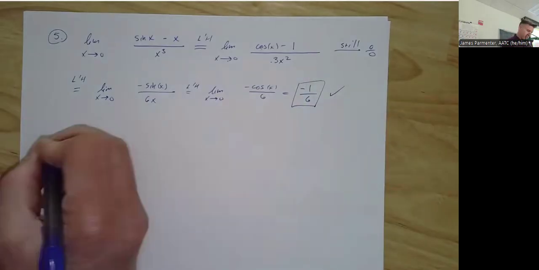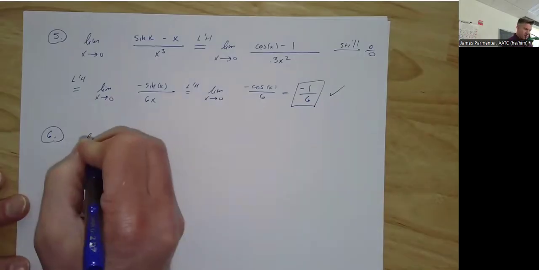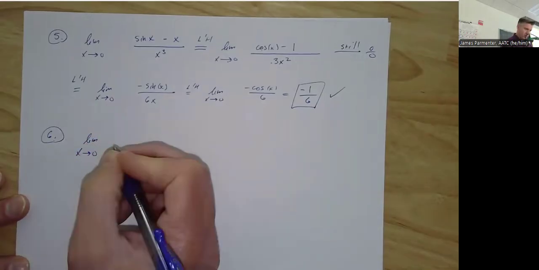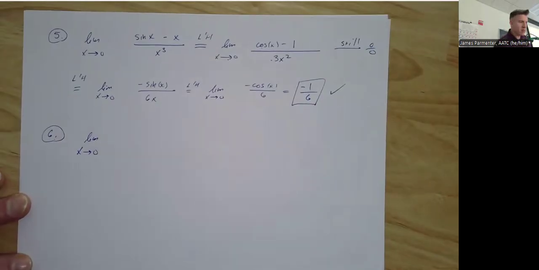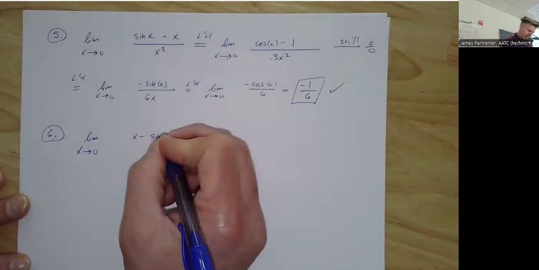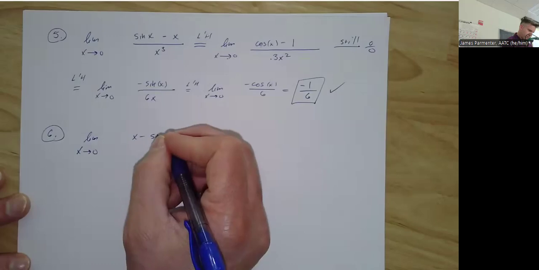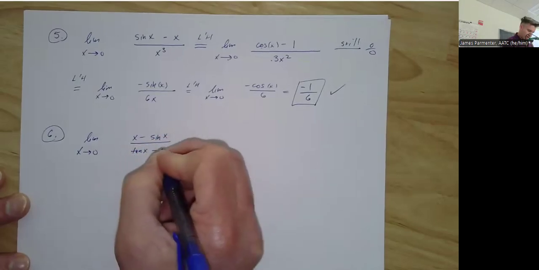Let's look at another one. Let's look at, say, the limit as x approaches 0 of x minus sine of x over tangent x minus x.